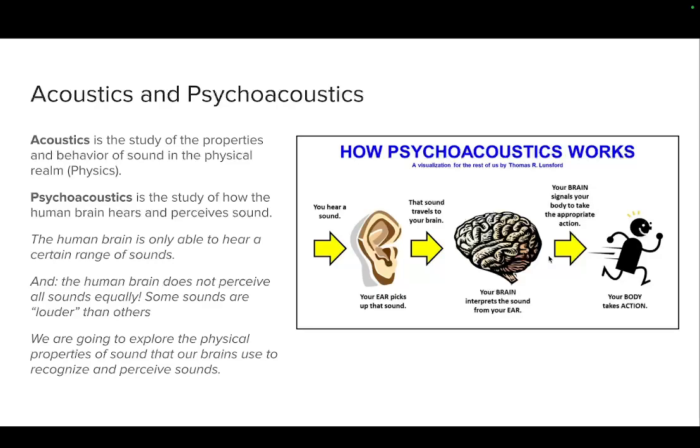Also, the human brain does not perceive all sounds equally. Some sounds are louder than others. Our brains have evolved to be very responsive to the sounds of human voices, and so our brains are particularly sensitive to that range of frequencies. We are going to explore the physical properties of sound that our brains use to recognize and perceive sounds.